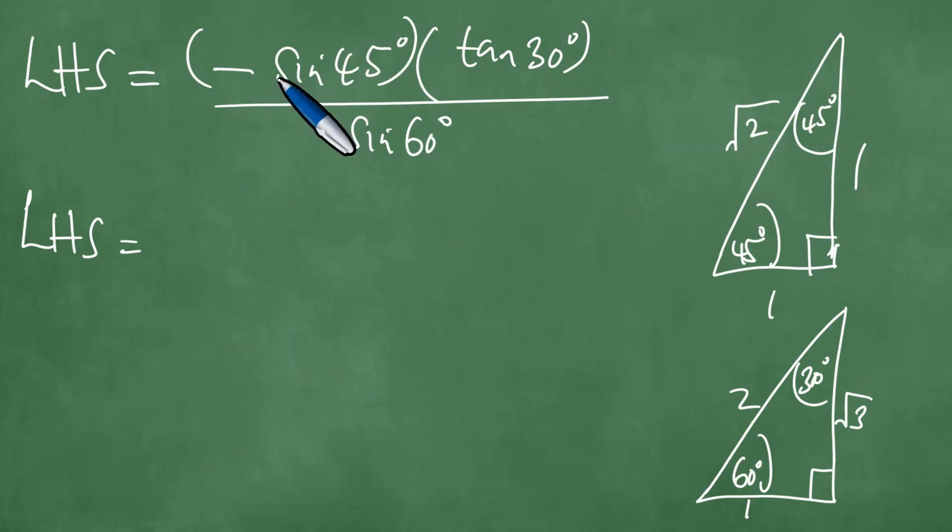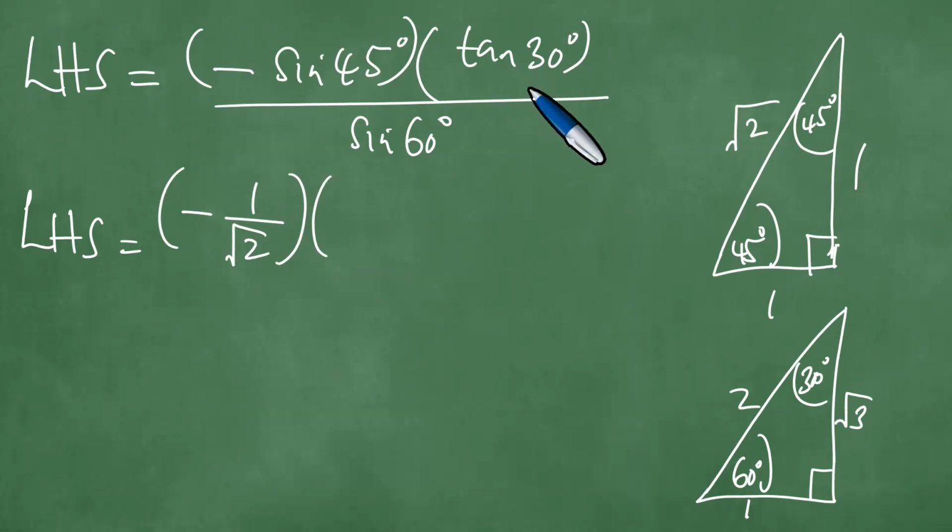Right. So here you have the sine of 45. So the sine of 45 here becomes the opposite over the hypotenuse, and therefore opposite over hypotenuse becomes what? It becomes 1 over the square root of 2. Right, and then here you have the tangent of 30. Tangent of 30 is what? SOHCAHTOA. It is 1.